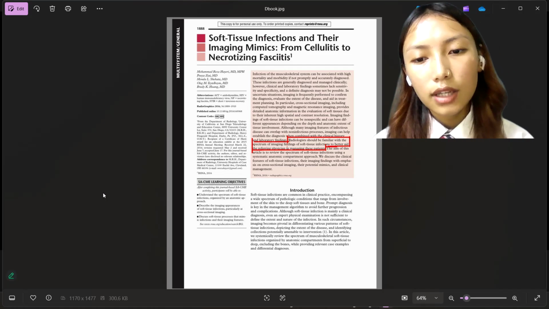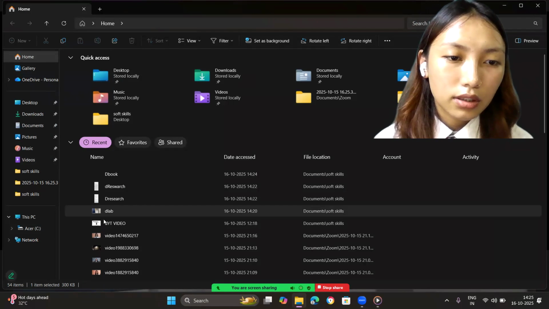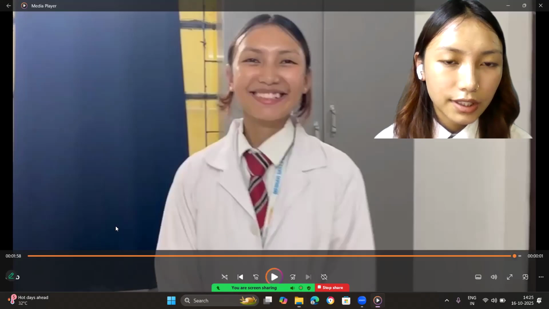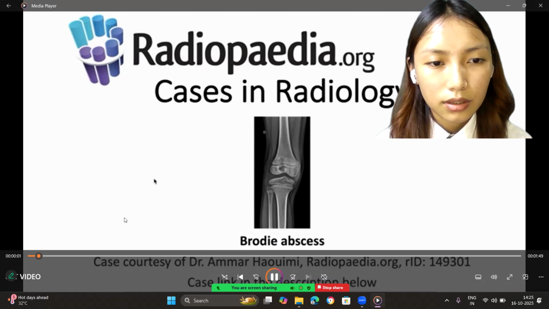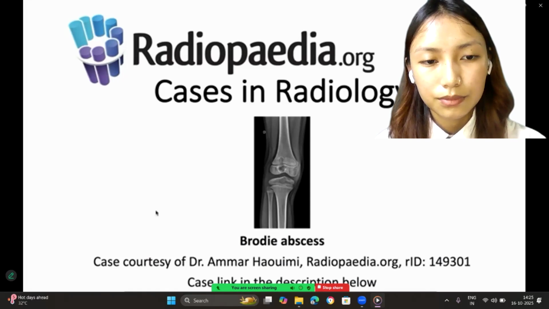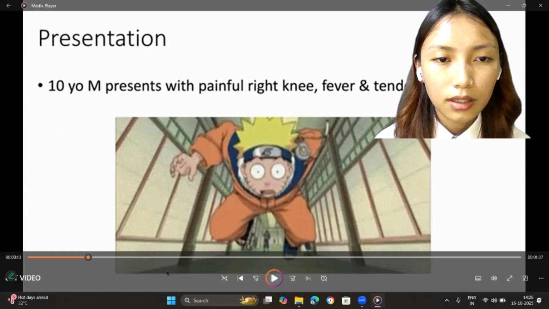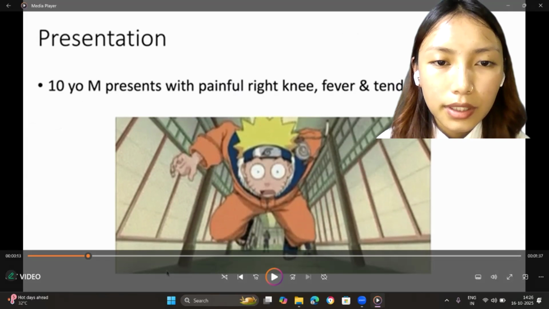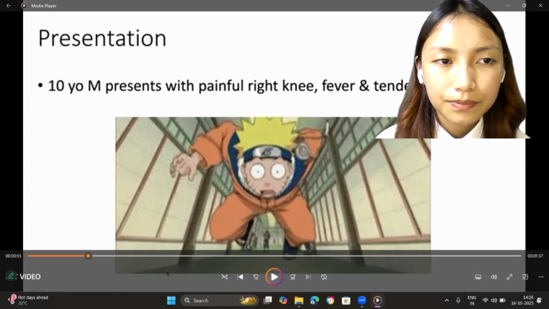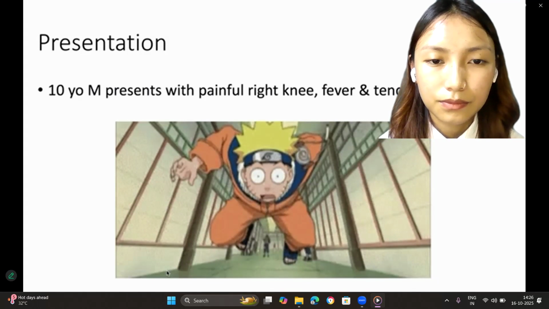Now, I would like to show you one case-based YouTube video. I'll be presenting today's Radiopaedia.org case in radiology, Brodie abscess. Case courtesy is demonstrated here, and the case link is in the description below. So, this case from Radiopaedia.org is about Brodie abscess. Presentation: we have a 10-year-old male presenting with a painful right knee and fever.